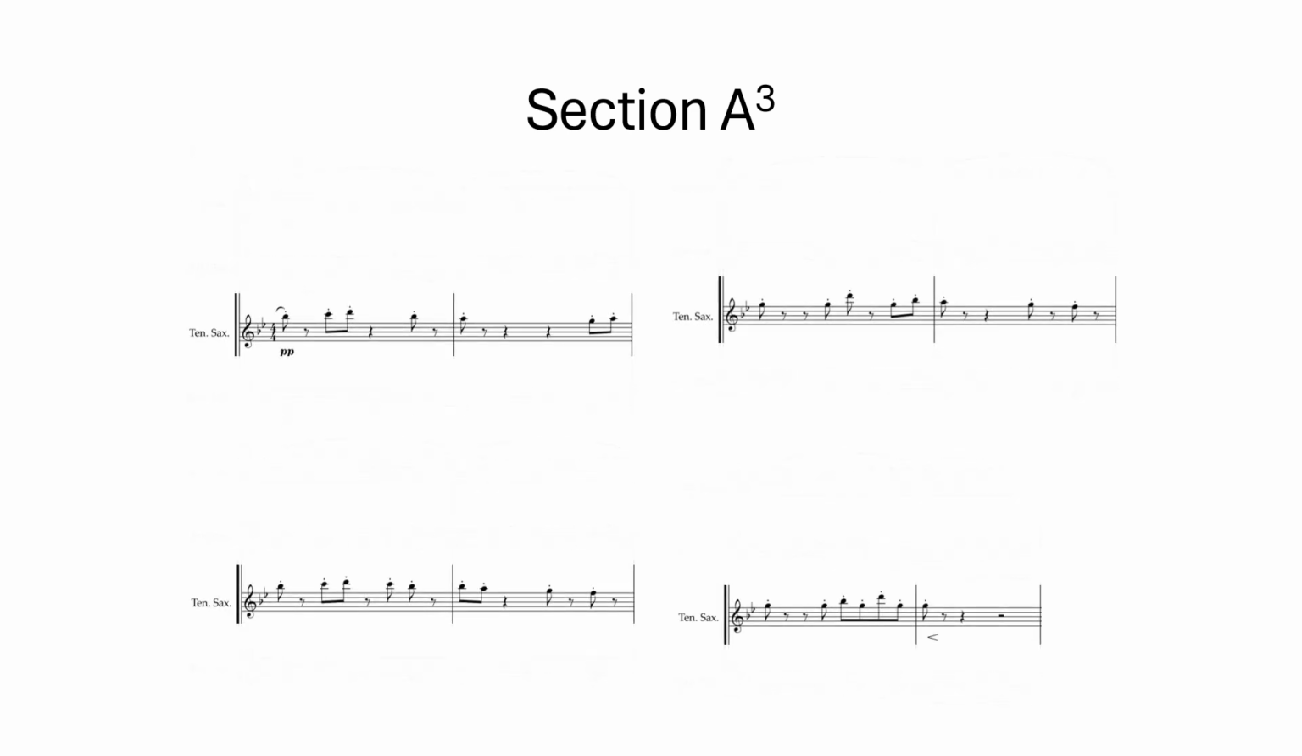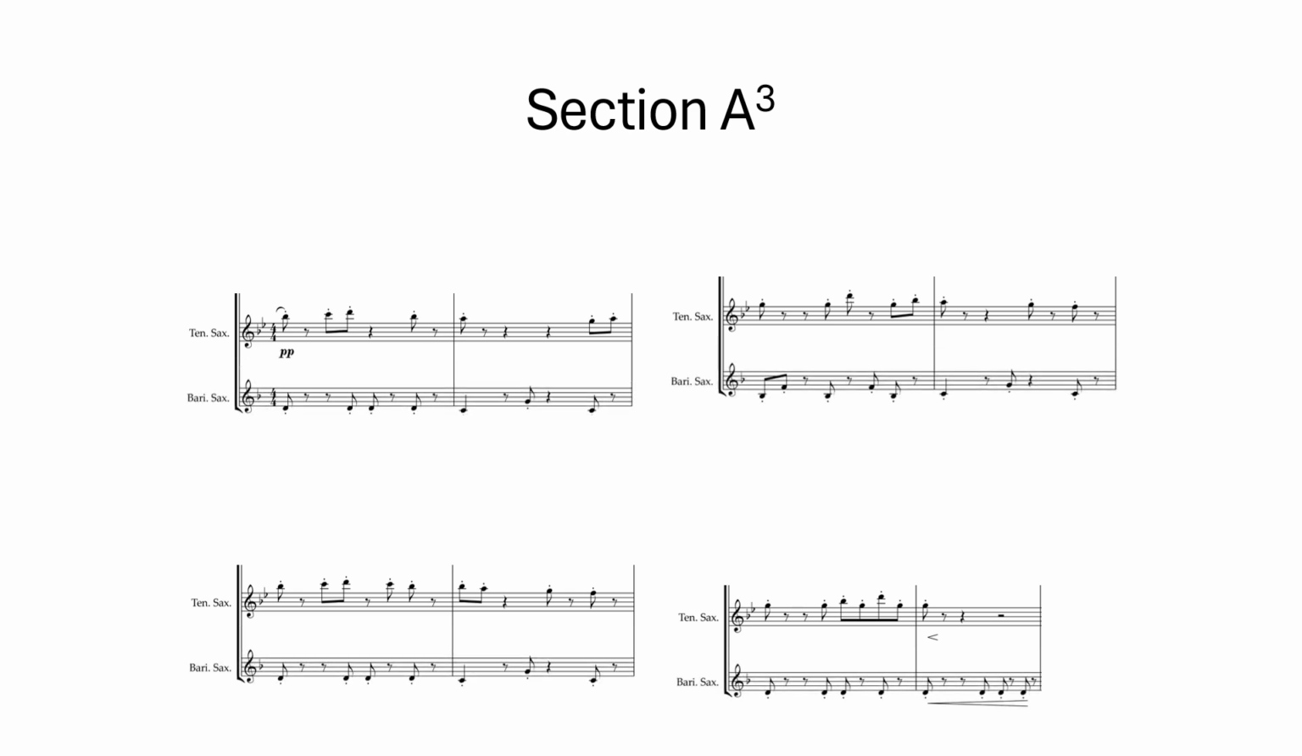For the final statement of the A section, we're going to do something a little bit more unconventional and alter the texture. I'm going to go ahead and move the melody to the tenor saxophone in its upper register. For this section, I'm going to give a sparser feel to add suspense, so we're going to reduce the baritone part to staccato quavers and add a little bit of variation to the rhythm.